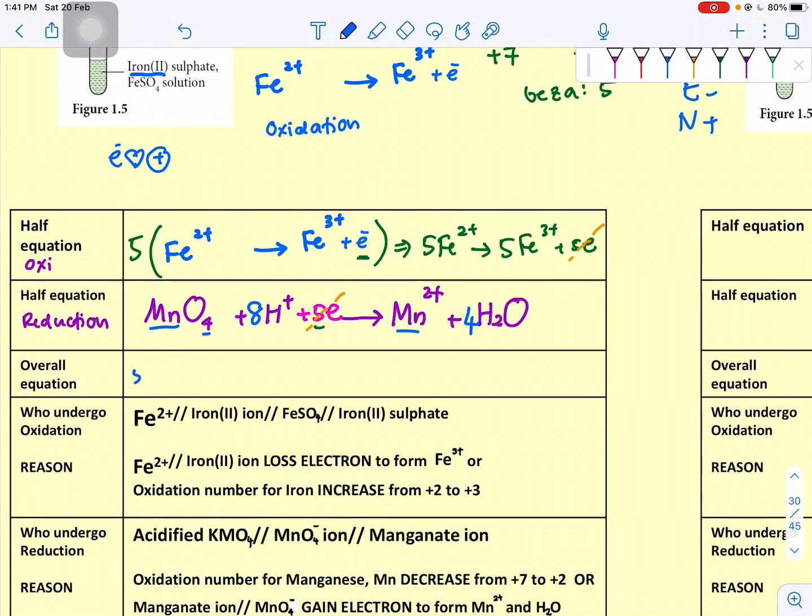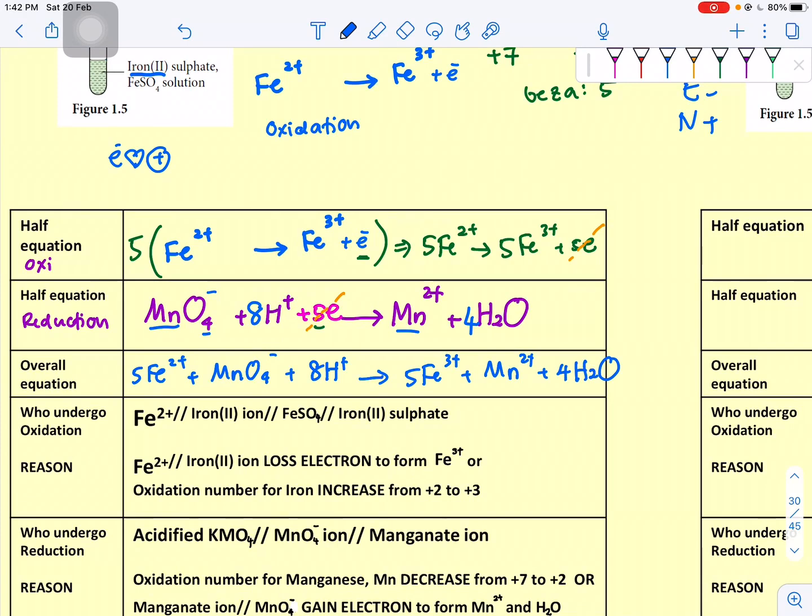Okay, belah kiri kita ada Fe2+. Settle. Bawah pula kita ada, masih lagi di sebelah kiri, kita ada MnO4- plus 8H+. That is on the left side. On our right side, kita ada 5Fe3+ with Mn2+ with 4H2O.